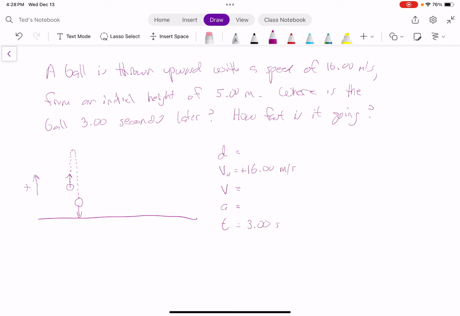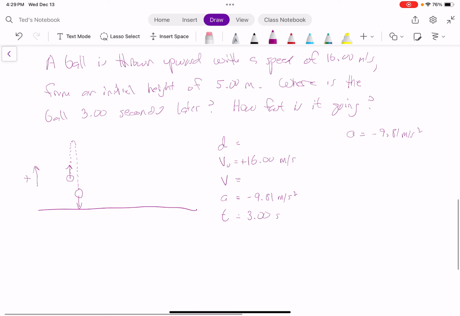However, there is one thing that we know from physics, and that is if we ignore air resistance, when things are falling through the air, the acceleration is going to be negative 9.81 meters per second squared. And that negative means that the acceleration points downward. So my acceleration is negative 9.81 meters per second squared. And now I've got 3 out of the 5, and I can go ahead and solve the problem.